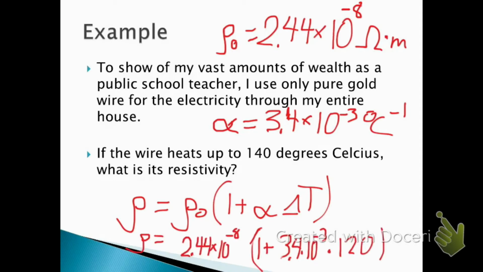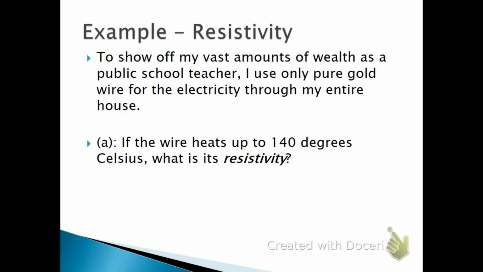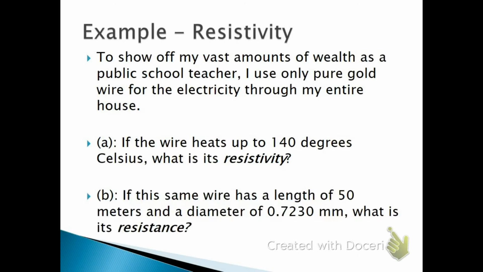So, plugging in that 120 for delta T, times 3.4 times 10 to the negative 3 for alpha, add that to 1 and multiply the whole thing by 2.44 times 10 to the negative 8 ohm meters, I should find a new resistivity of 3.44 times 10 to the negative 8 ohm meters. Well, now that I know my resistivity, I can use this to figure out something more useful, like the resistance I'm going to get in these wires.